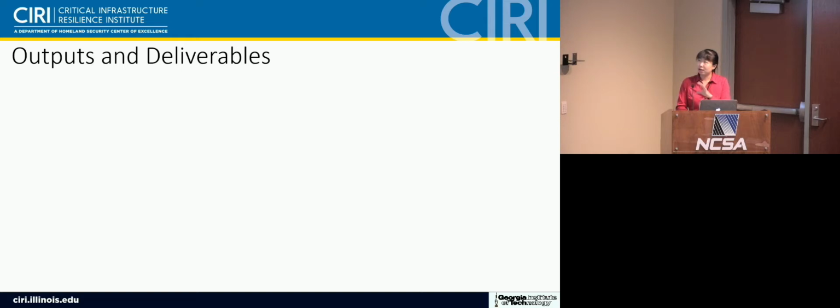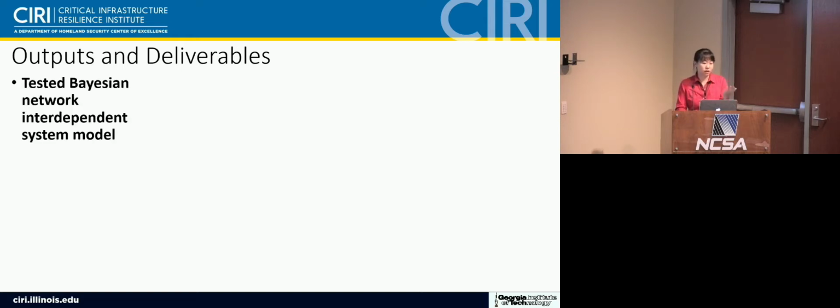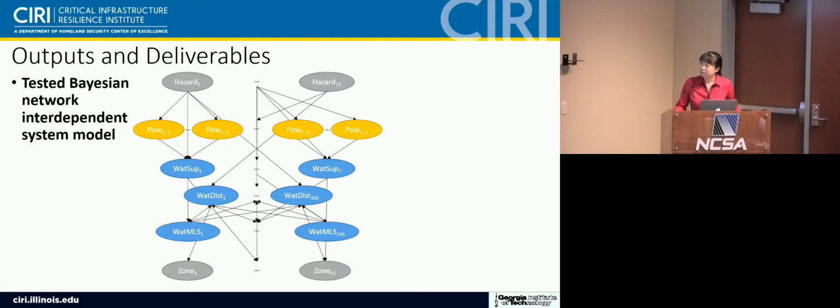So I actually went not the direction of publications and conferences, but actually the models and the results of the risk analysis. So the first main output is this tested Bayesian network interdependent system model. So here is a schematic of how it looks. On that slide with the X's as the nodes, the top nodes here represent different hazards. These could represent different threats, which is really how we capture our geographic interdependency.